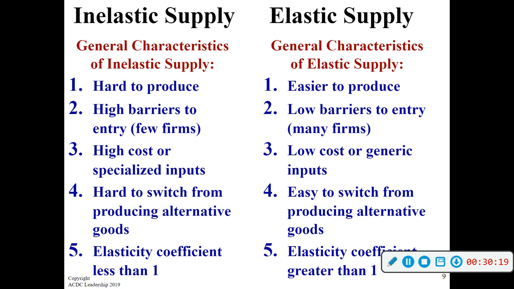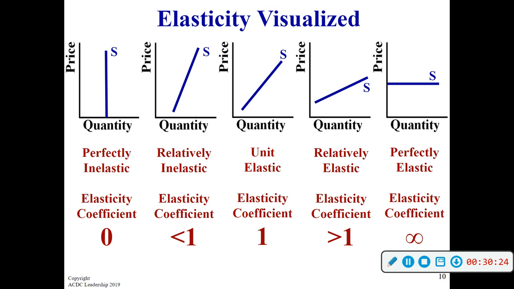Slopes of your curves, we know perfectly inelastic, there's a set quantity, relatively inelastic and steeper. Unitary elastic just means that percentage changes are the same. Your coefficient's going to be exactly one. Or relatively elastic, typically is more horizontal. And then perfectly elastic supply, there's one price in the market, so it's a perfectly horizontal curve.